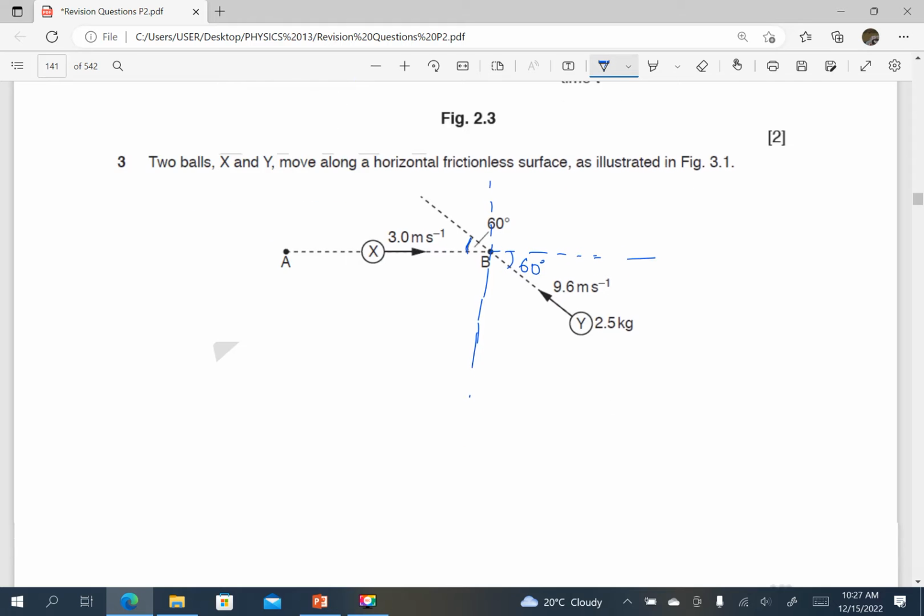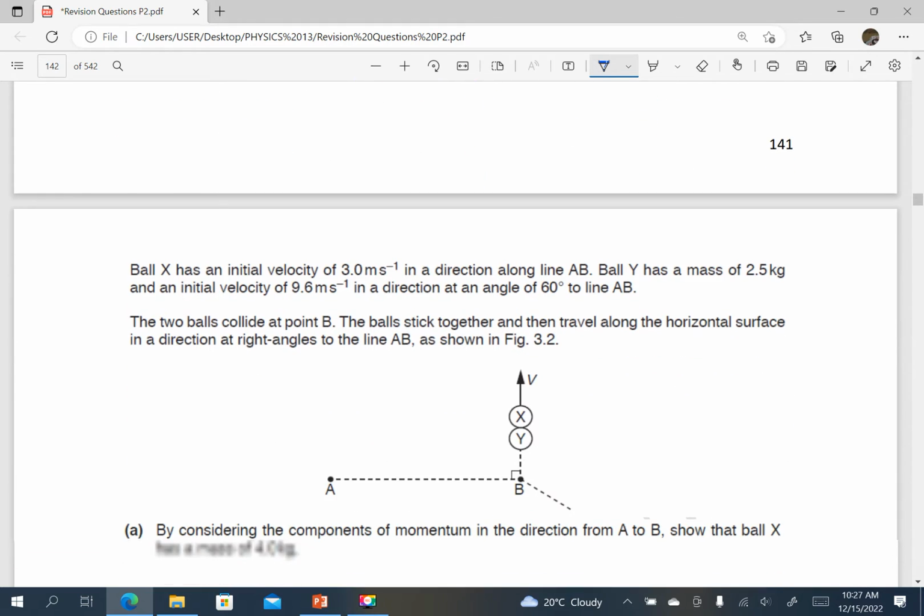Okay, so let's see the first question. Ball X has initial velocity 3 meters per second in the direction along line AB. Ball Y has a mass 2.5 kilograms and initial velocity 9.6 meters per second at an angle of 60 degrees to the line AB. We have seen that in the diagram. The two balls collide at point B.